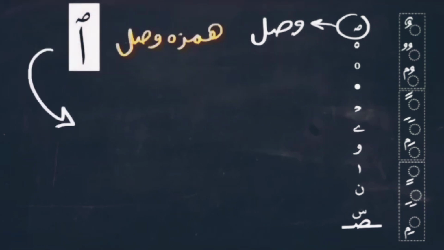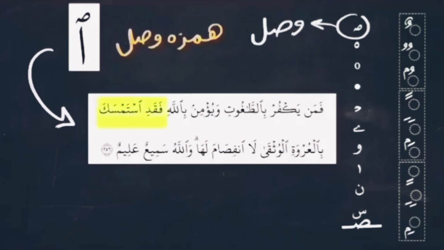Next is a sign that looks a little bit like the sad, and it actually stands for wasl, and it refers to the hamzat wasl, and it means that the hamza or the alif is not pronounced, like in this example. فَقَدْ اسْتَمْسَكَ بِالْعُرْوَةِ الْوُثْقَى لَا انْفِصَامَ لَهَا. As you can see, I'm completely ignoring the alif in istamsak. So I said فَقَدْ اسْتَمْسَكَ. And the same way in the following word, لَا انْفِصَامَ لَهَا. So the alif is completely not pronounced.